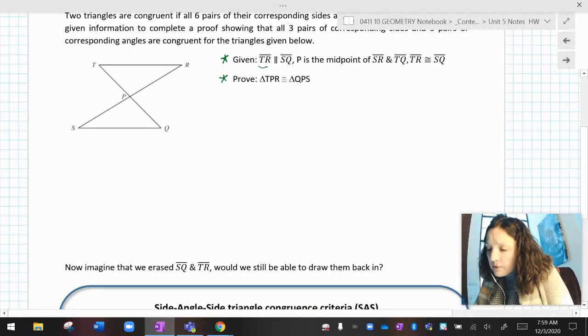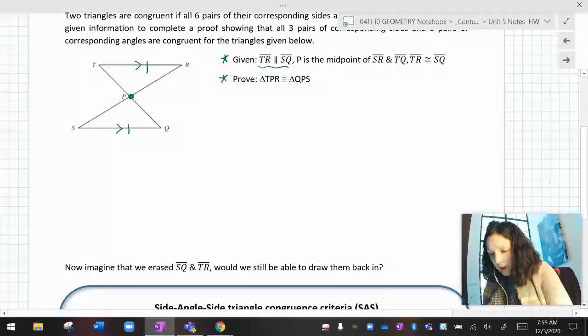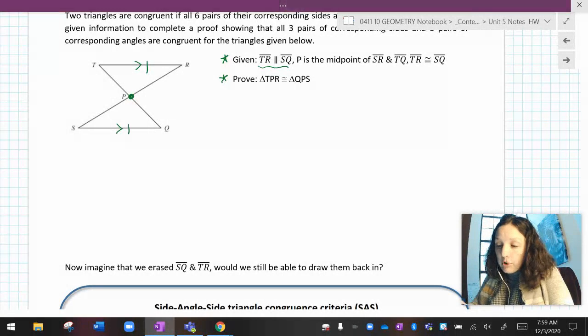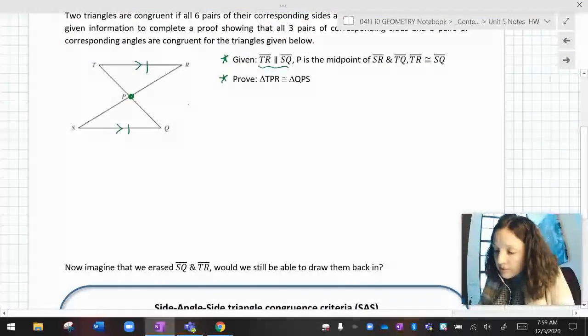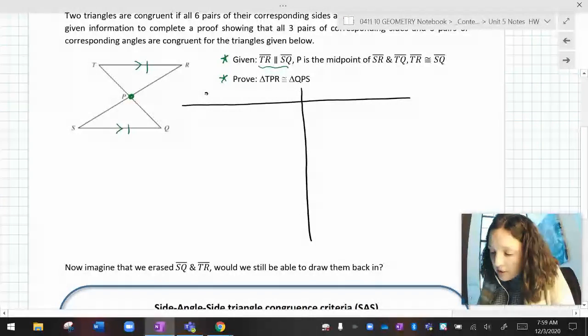As I go through and read these givens, TR is parallel to SQ. P is the midpoint of SR and TQ. And TR is congruent to SQ. Prove that the triangles are congruent. Right now, we can prove them congruent by finding 6 pairs of congruent parts: 3 pairs of sides and 3 pairs of angles. So let's try to do that.